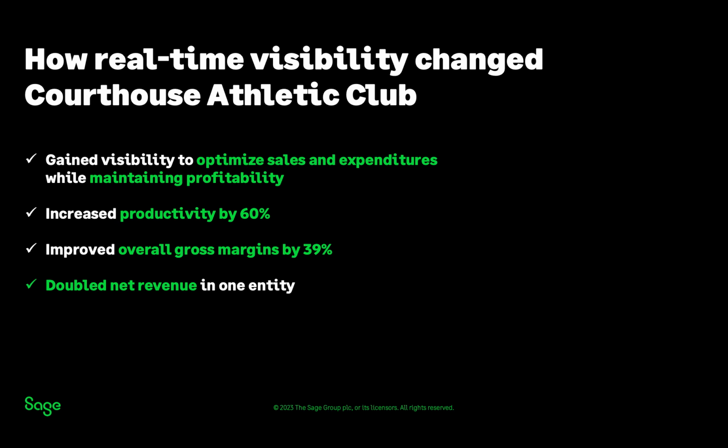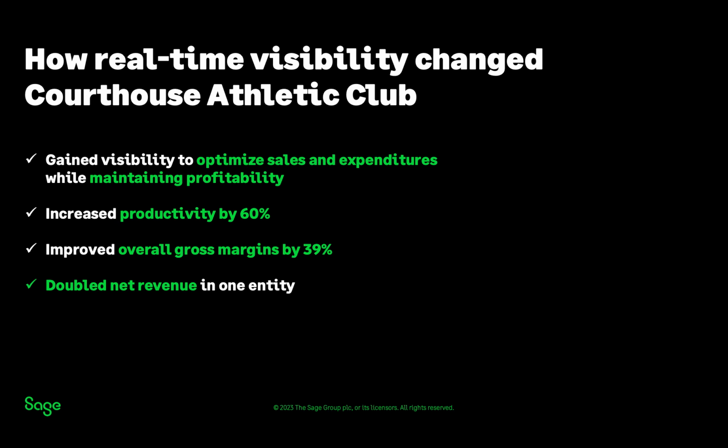The system sent reports to managers every month so that they were able to proactively tackle expense overspending and make more informed decisions. As a result, the finance team was able to increase productivity by 60% and gain trusted financial insight to drive sales model changes and capital expenditure choices that helped improve overall gross margins by 39%.